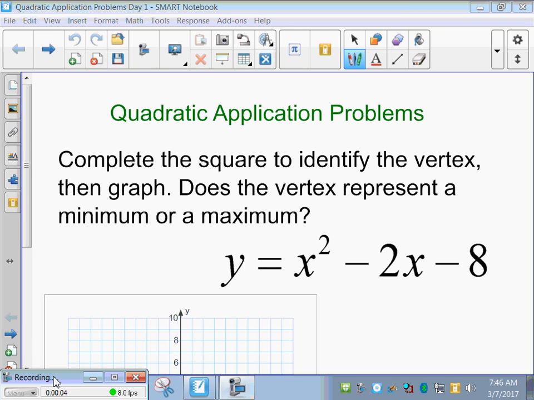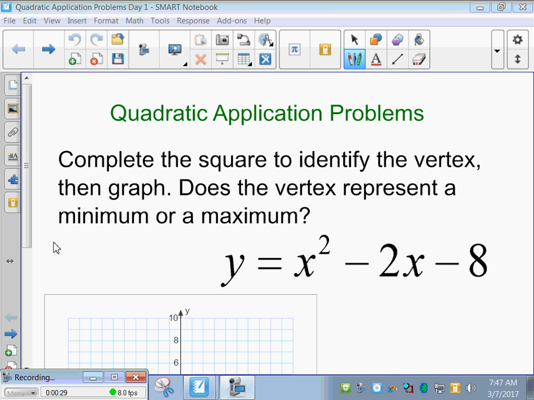Alright, you guys, I wouldn't really say we're doing quadratic application problems today, more like tomorrow. I guess there's one on here that's kind of an application. But basically we're tying together a bunch of stuff you've already learned about quadratics and graphing and x-intercepts and completing the square and all of that fun stuff. So for this it says complete the square to identify the vertex and then graph.